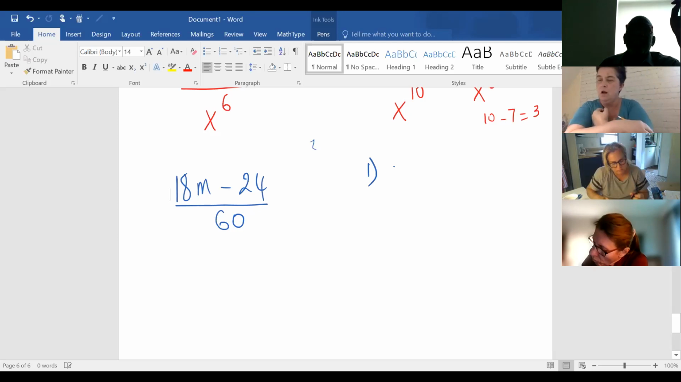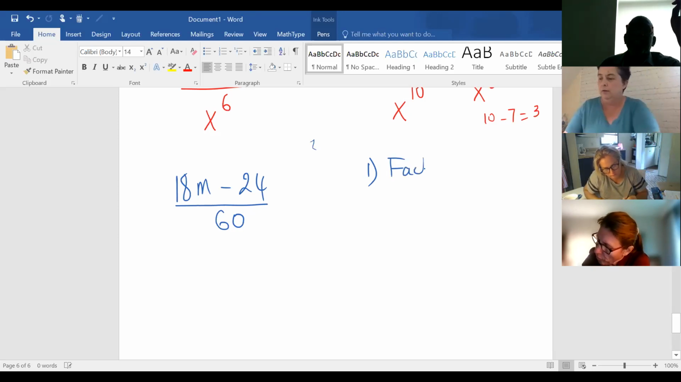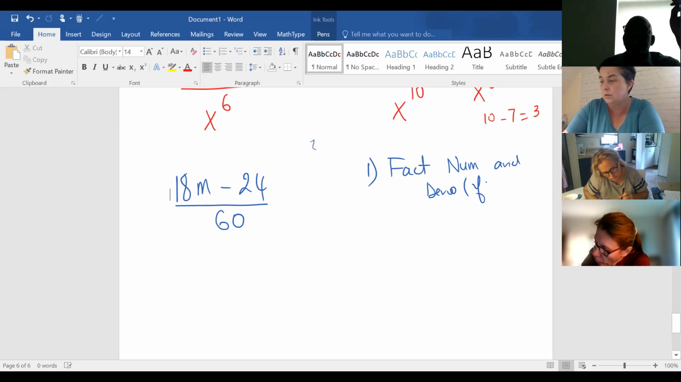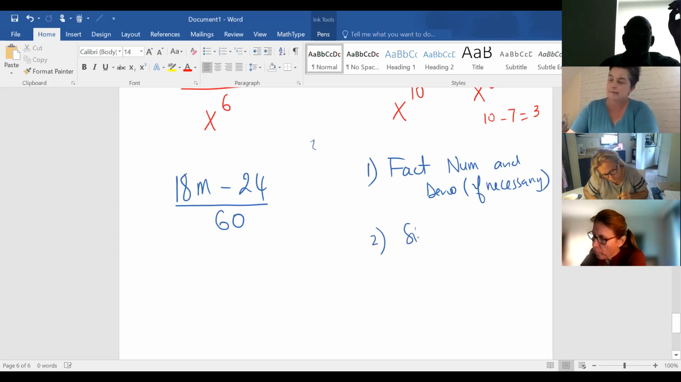These are the steps. First, factor the numerator and denominator, if necessary. And then second, simplify common factors.